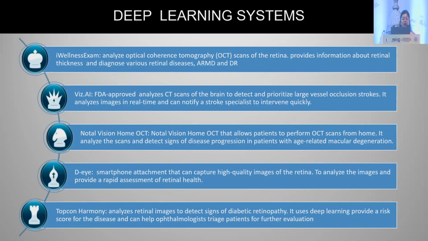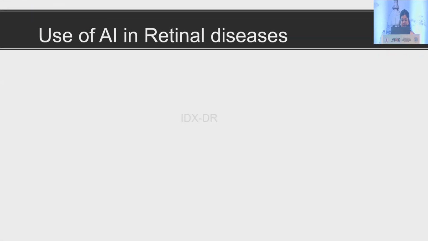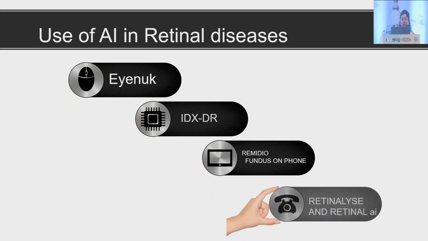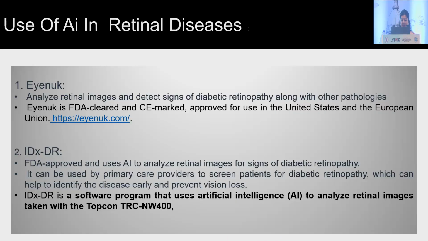Then we have Topcon Harmony. It analyzes retinal images to detect signs of diabetic retinopathy. It uses deep learning, provides a score for the disease, and can help ophthalmologists triage patients for further evaluation. Now coming to individual diseases, first the use of AI in retinal diseases. First are iNuke, IDx-DR, Remedio Fundus on Phone, Retinal ACE, and Retinal AI.